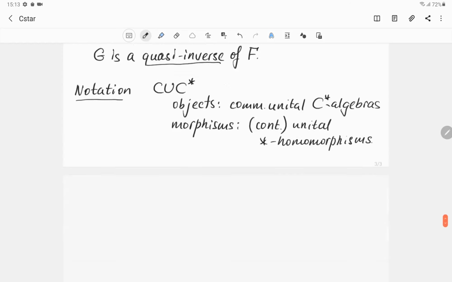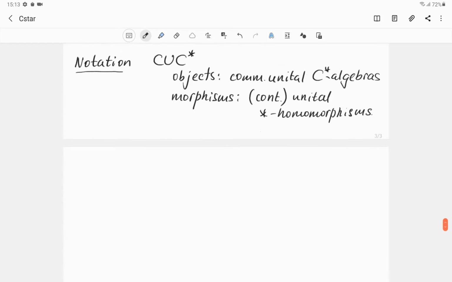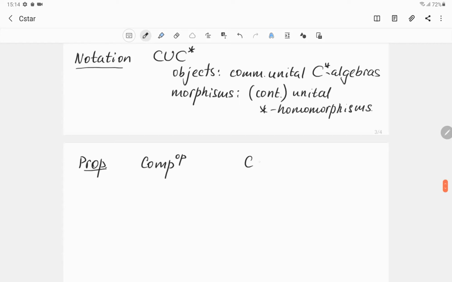Now we have the following proposition, which is immediate from our earlier results. So we have two categories: the dual of the category of compact Hausdorff topological spaces, and the category CU C star of commutative unital C star algebras. Here we have two functors.